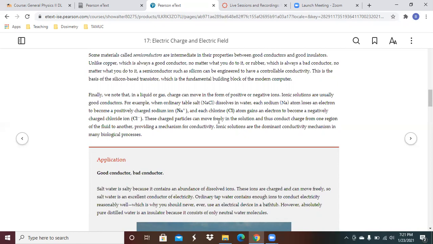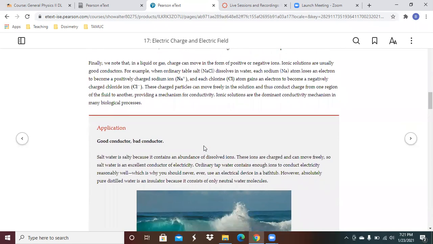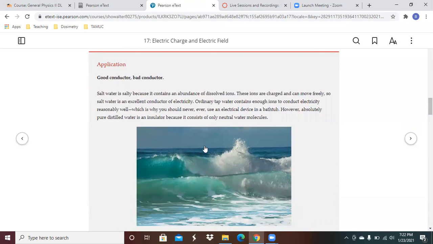Finally, you're going to note that in a liquid or a gas, a charge can move in the form of positive or negative ions. Ionic solutions are usually good conductors. For example, when you take table salt and dissolve it in water, each sodium atom loses an electron to become a positively charged sodium ion, and each chlorine atom gains an electron to become a negatively charged chlorine ion. These charged particles can move freely in the solution and thus conduct charge from one region of the fluid to another. That provides a mechanism for conductivity. Ionic solutions are the dominant conductivity mechanism in many biological processes.